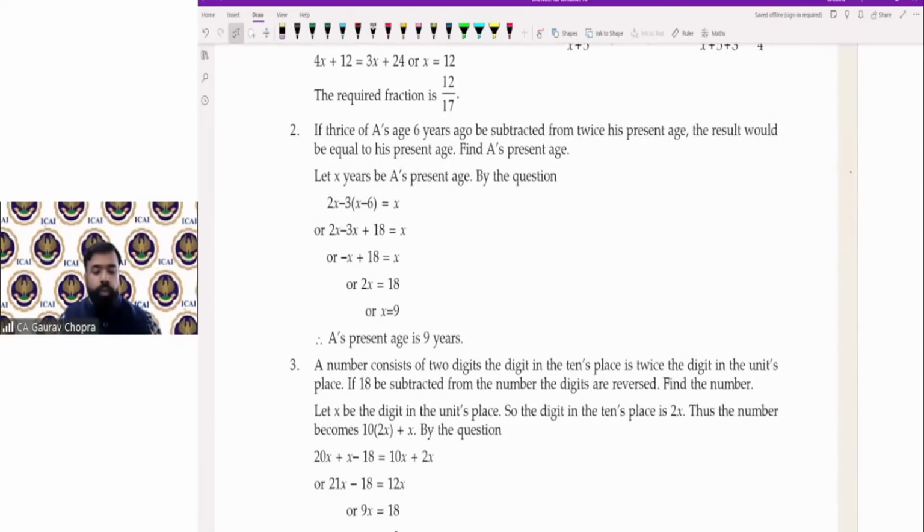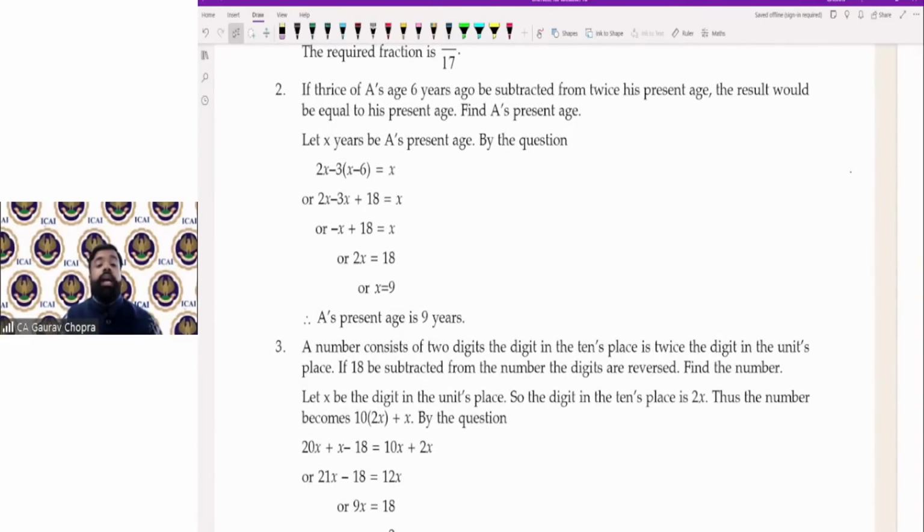Now, second one also. If thrice of A's age 6 years ago be subtracted from twice his present age, the result would be equal to the present age. Then we have to find A's present age. So let us assume the present age of A is equal to x. Present age कितना है? x.